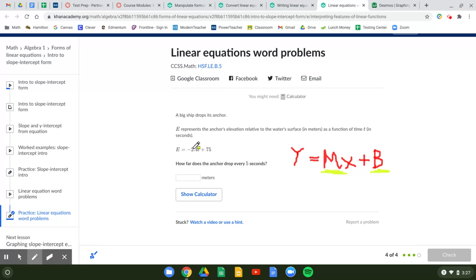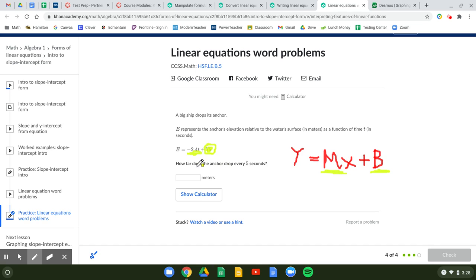So what this equation tells me, just looking at it, is the anchor starts at 75 feet above the water surface, because that's what it says right there, relative to the water surface. So we're at positive 75, meaning it's up 75 feet when we begin, the thing without the x, where you start. And then the height or elevation is dropping 2.4 meters every second. So every second that goes by, it's dropping 2.4 meters.